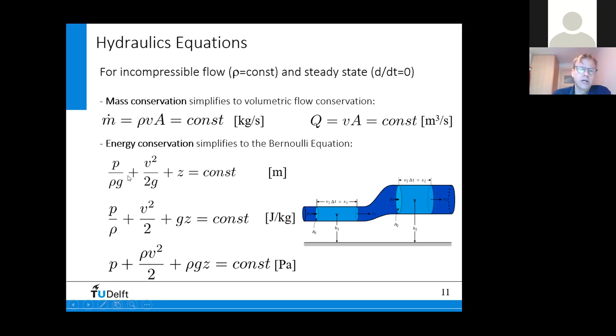What we see in this equation is the pressure energy, the kinetic energy, and the potential energy. So it's the pressure energy, the kinetic energy, and the height. These are the three main components, and they stay constant if you follow the streamline of such a fluid. In this case, you can calculate quite a lot with the numbers you have here.